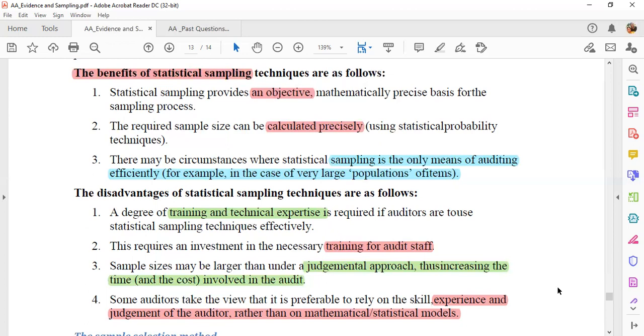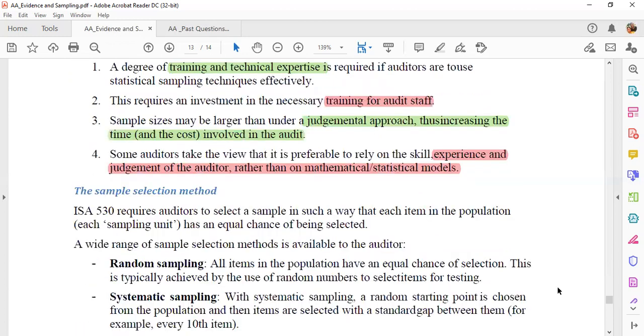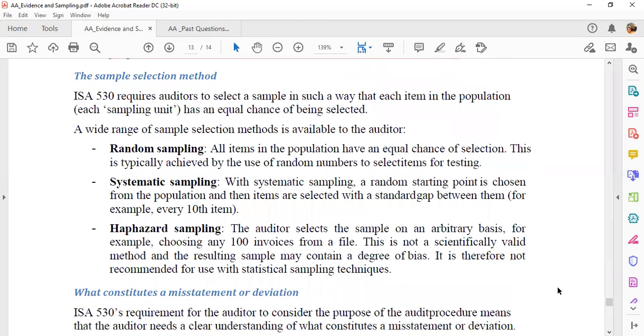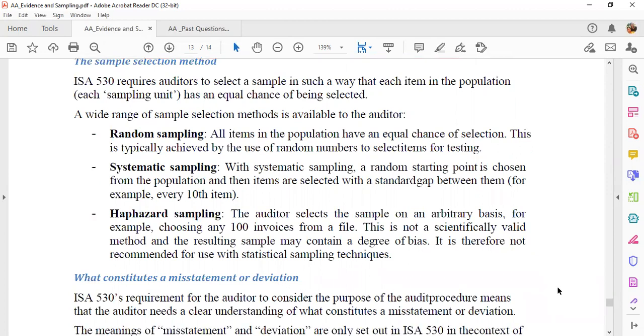We made mention of this earlier. What is going to determine the amount of audit evidence that you need? It is an area of professional judgment. So, sample selection method now.